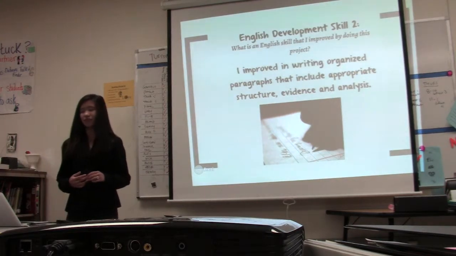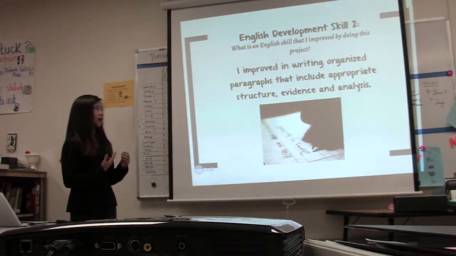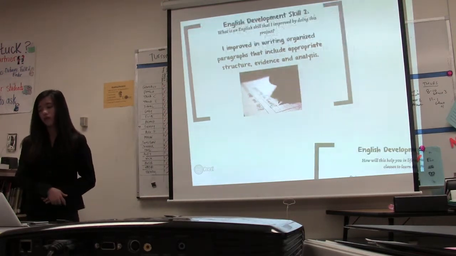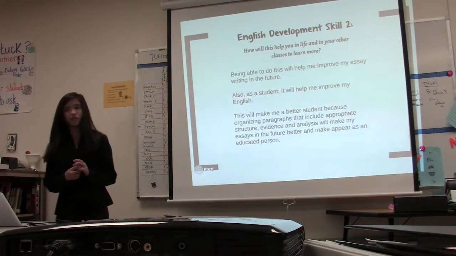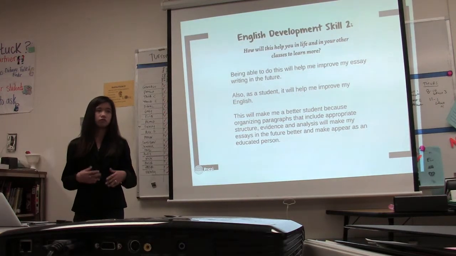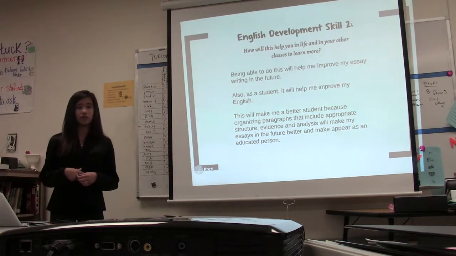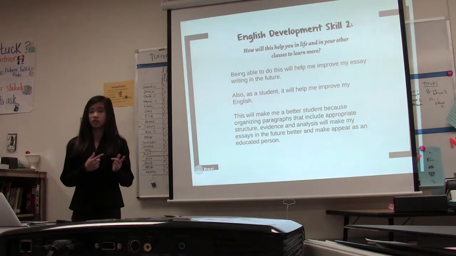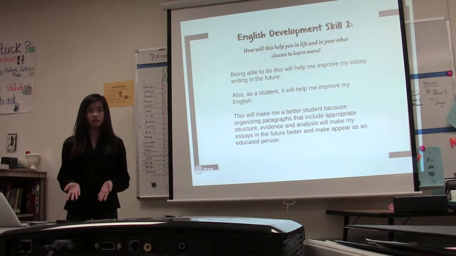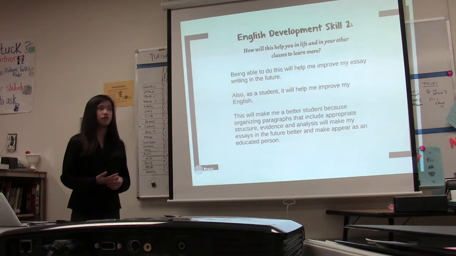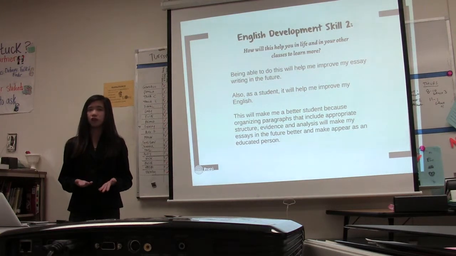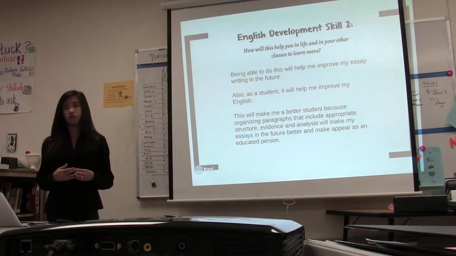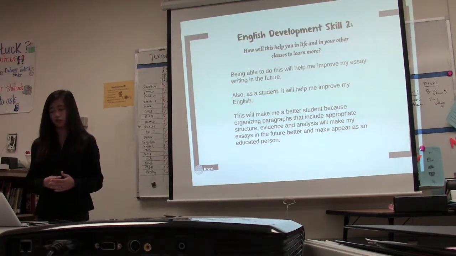English development skill number 2: I improved in writing organized paragraphs that include appropriate structure, evidence, and analysis. When did we do that? Every time we do notes to review what we learned in history class, we always write a summary afterwards. So this actually helps me in my essay today, because if I didn't know how to do that, then I wouldn't know anything. It helps me to understand what we learned, and it helps me improve my English, grammar, spelling, and punctuation.